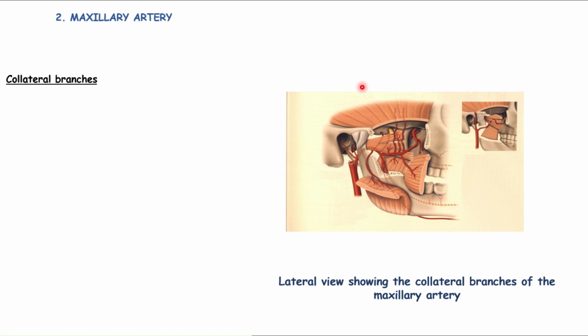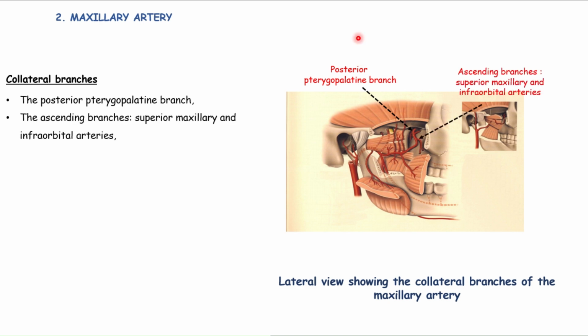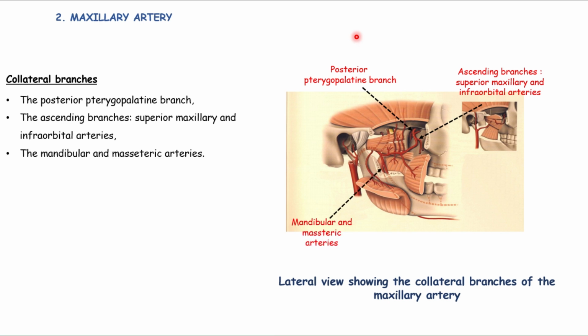The collateral branches of the maxillary artery are the posterior pterygopalatine branch, the ascending branches, that are superior maxillary and infraorbital arteries, and the mandibular and masseteric arteries.